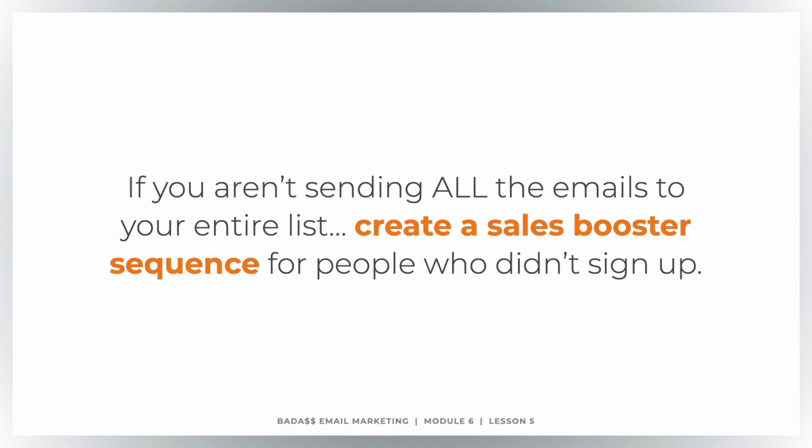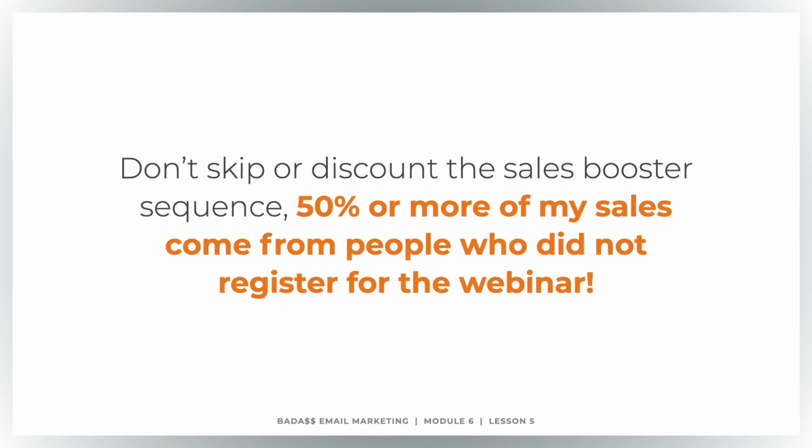Now, if you aren't sending all of your emails to your entire list, you're also going to want to create a sales booster sequence for people who didn't sign up, like we talked about in the 4 sequences back in lesson 2 here. And I want to stress, don't skip or discount the sales booster sequence, because 50% or more of my sales come from people who did not register for the webinar. Think about that for a second. 50% or more of my sales come from people who did not register for the webinar. And I'm talking about when I've done a webinar launch. So you need to make sure that you are giving those people a chance to buy.